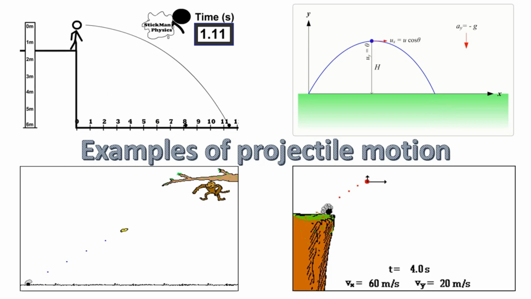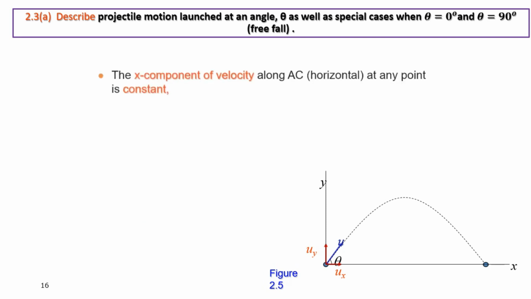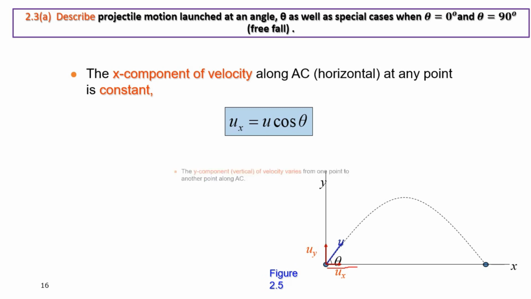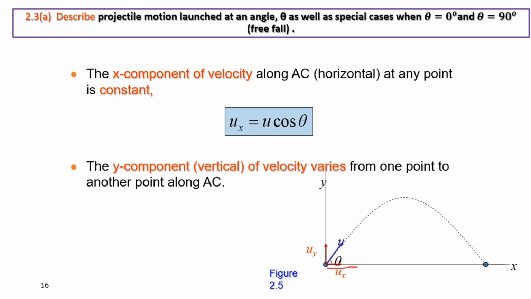This is an example of projectile motion. The x component of velocity along AC horizontally at any point is constant, so ux equal to u cos theta. The y component, vertical, of velocity varies from one point to another along AC, so uy equal to u sin theta.